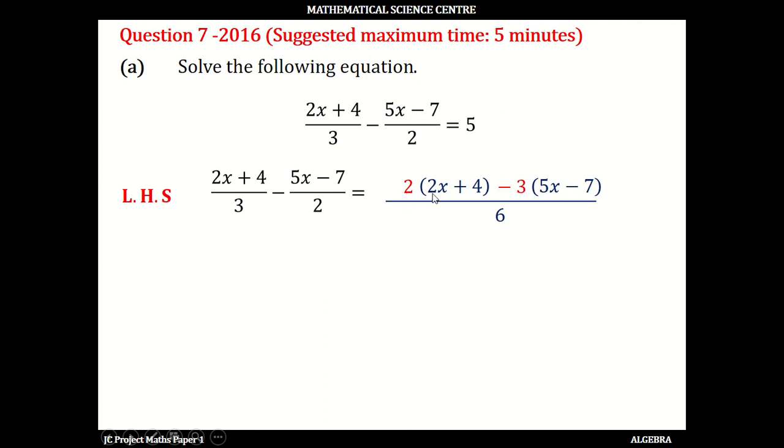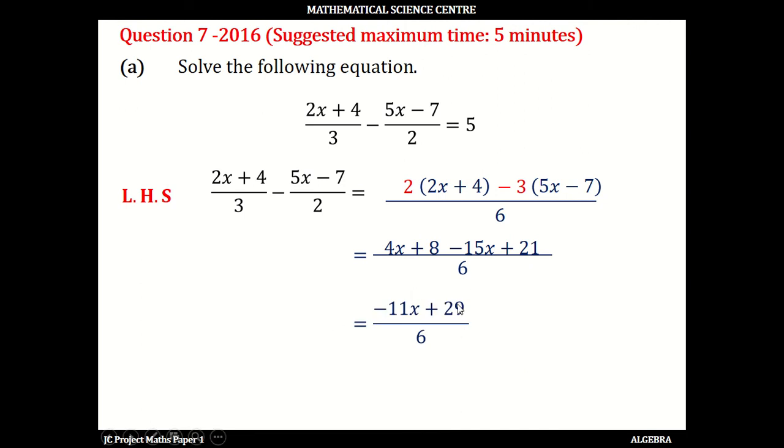Then if we multiply 2x + 4 by 2, that's going to give 4x + 8. And then if you multiply 5x - 7 by a minus 3, this will give minus 15x and a plus 21. Next of all, if we add the x's, 4x take away 15x is minus 11x, plus 8 plus 21 is plus 29. So this gives (-11x + 29) all over 6.